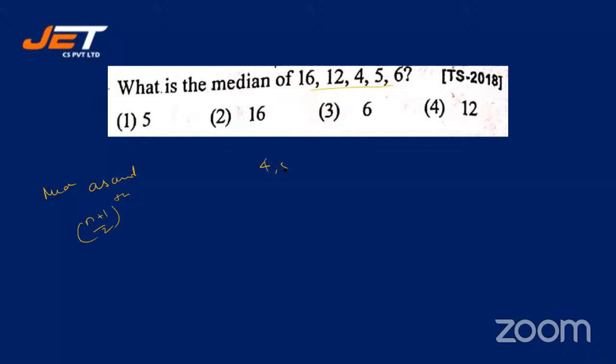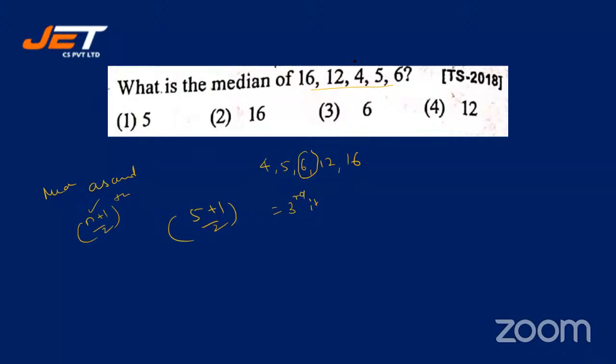Here you get 4, 5, 6, 12, 16. So it is 5 numbers, which means odd number. So (5 plus 1) by 2th item, that is 6 by 2, which is the third item. So what is the third item here? It is 6. Let me see how many are giving me option 3.